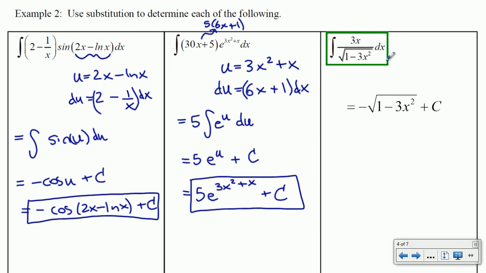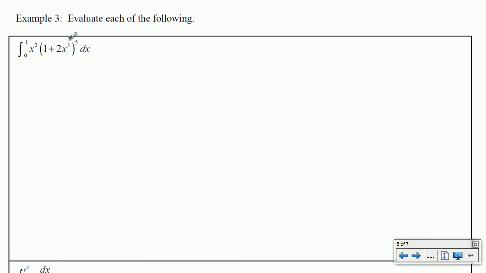So I'll leave this one for you, and this should be the result. So now we're going to do a few definite integrals. So the strategy is the same. We're going to substitute something, but now we have upper and lower bounds to account for. So with this integral, I might choose 1 plus 2x cubed to substitute, and then du would be 6x squared, which is nearly what we have here. We've got an x squared dx. So then du divided by 6 would be x squared dx.